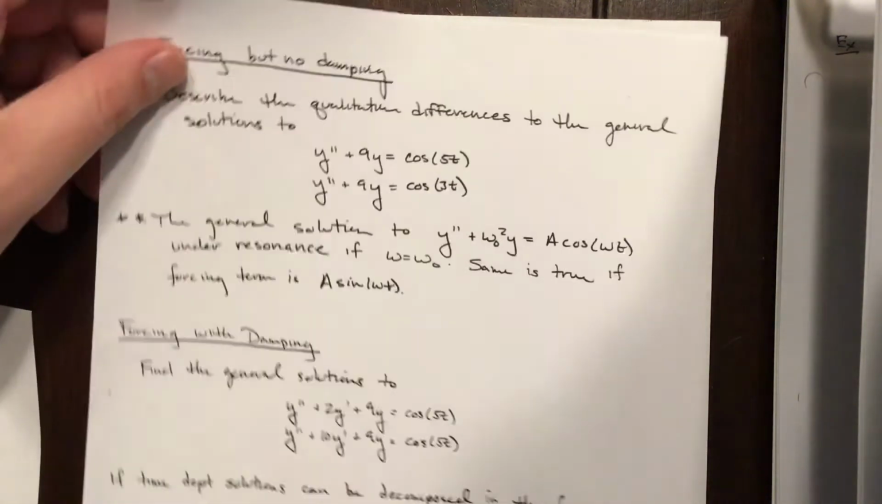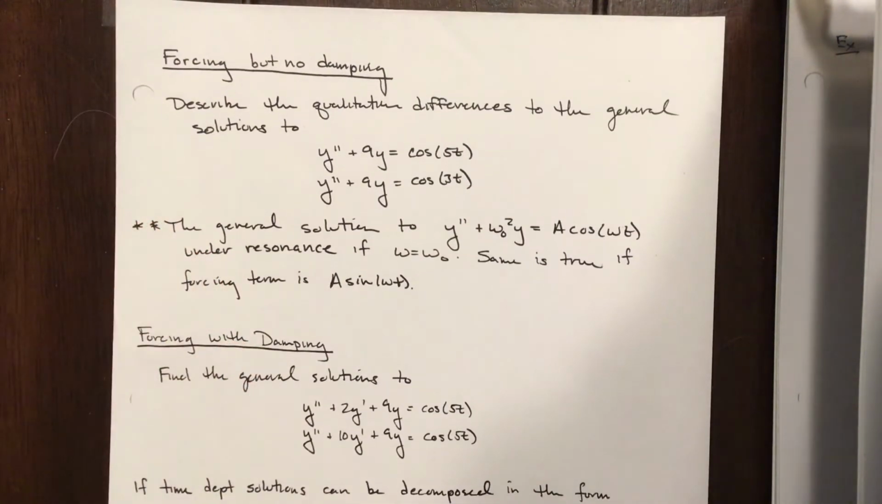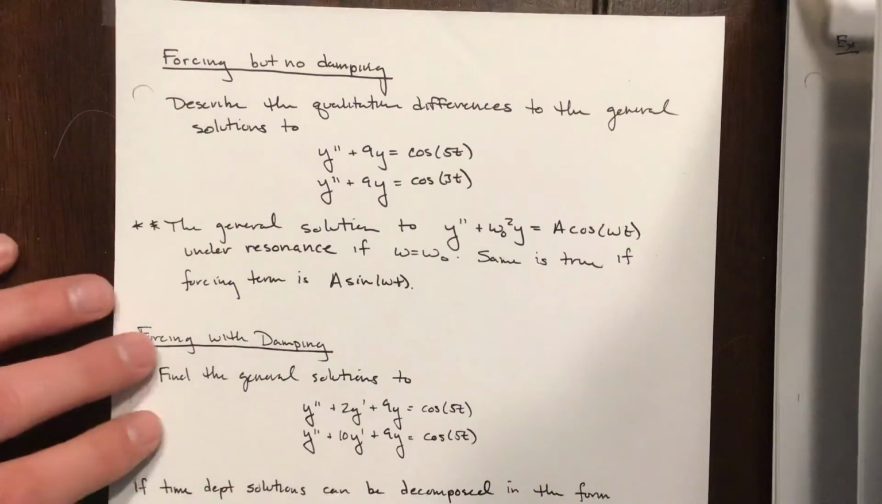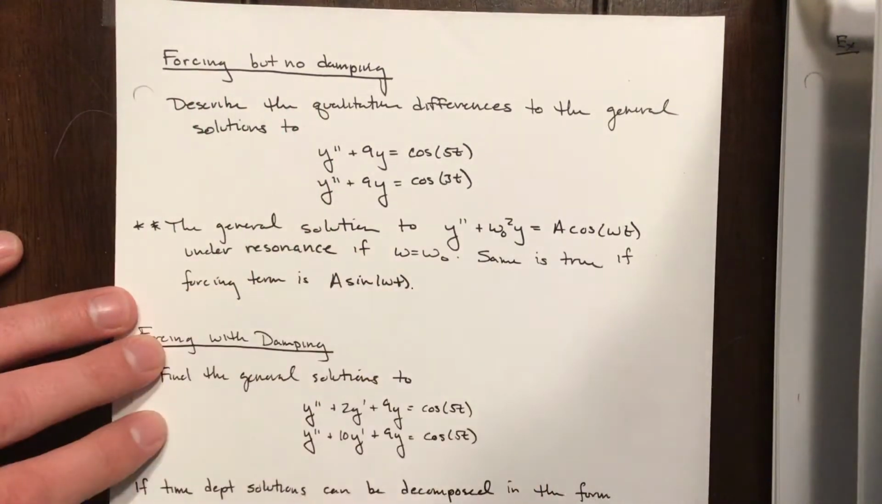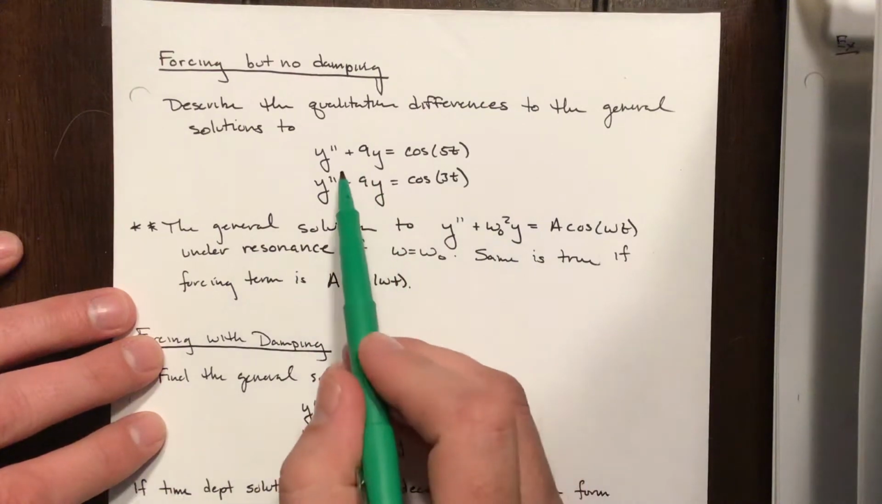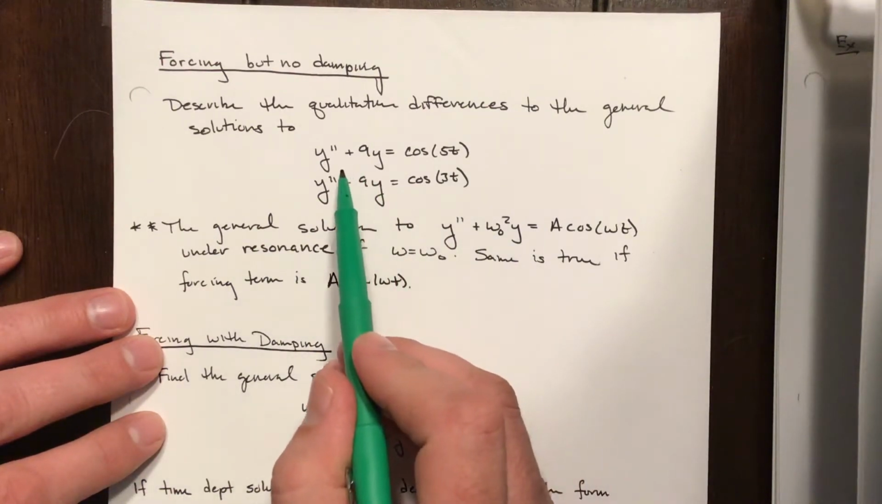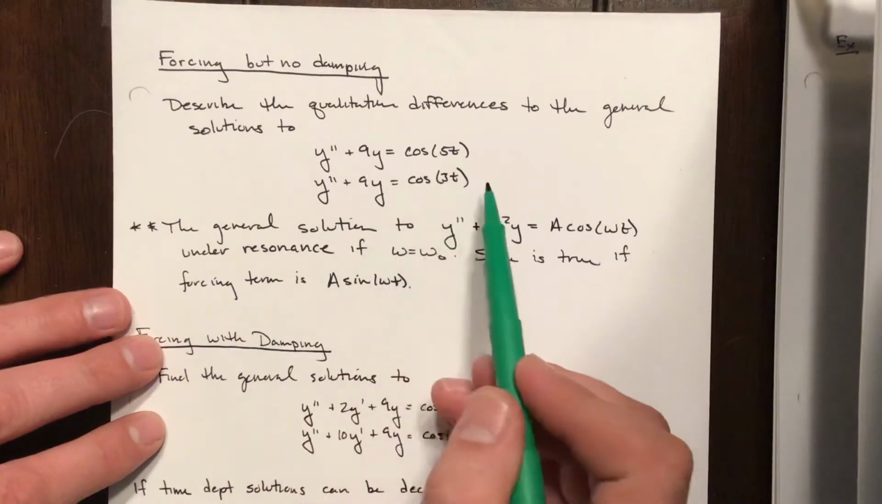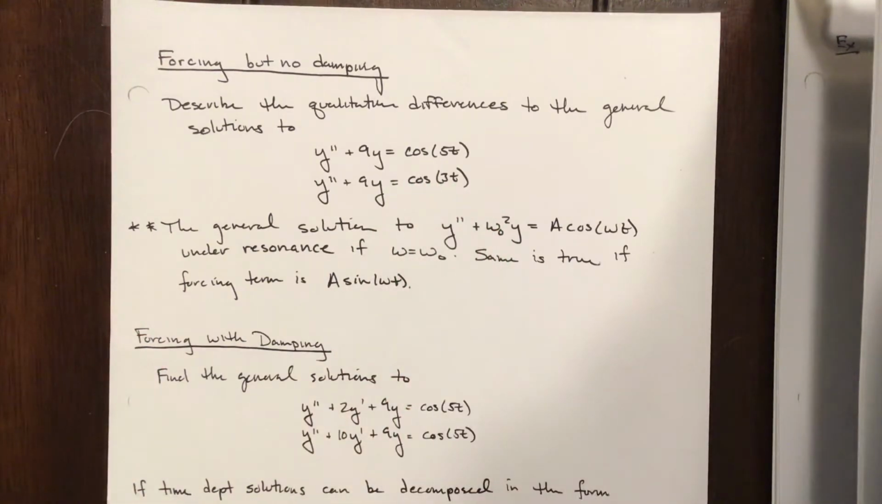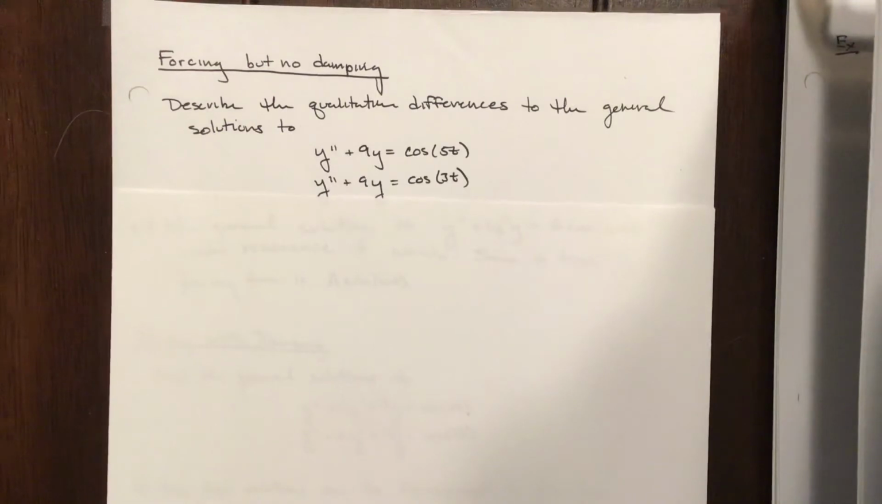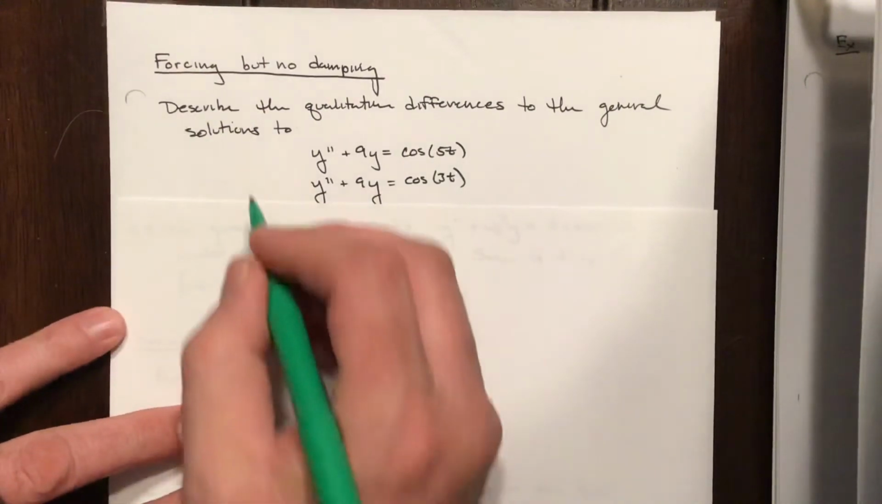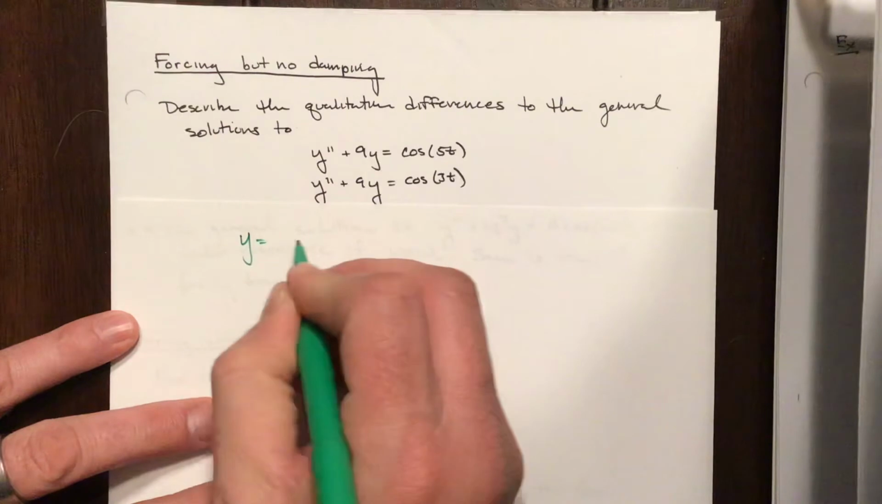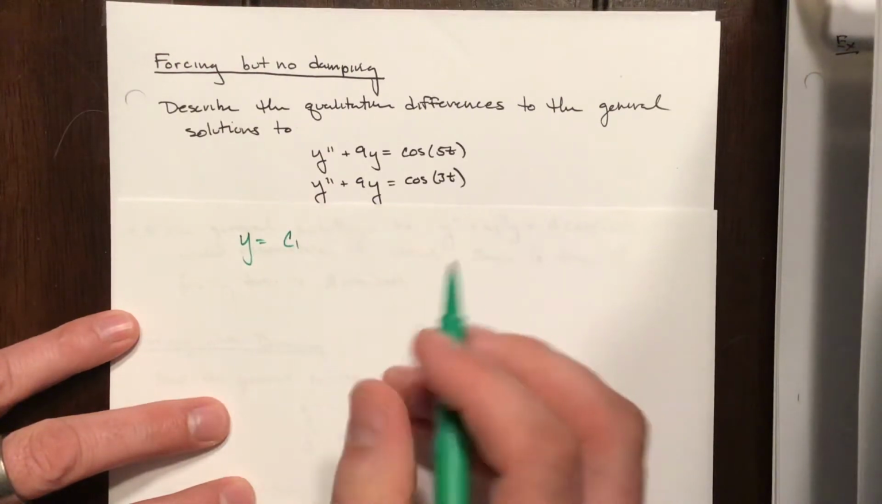So that takes care of the case where there is no forcing. Okay, but what happens if there is forcing? Well, let's look at forcing but no damping. So our b term here is 0, so we're looking at y double prime plus 9y equals 5 cosine of t. What does the solution to that differential equation look like? Well, we already know, because we've done this problem earlier.